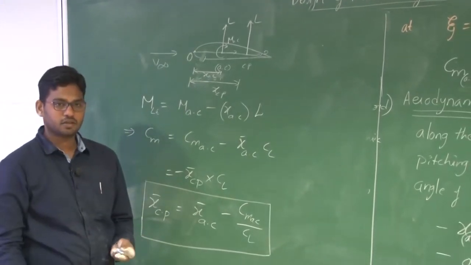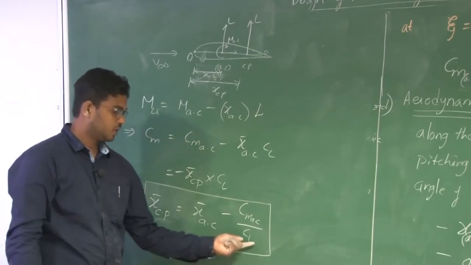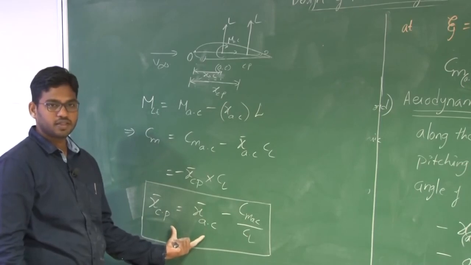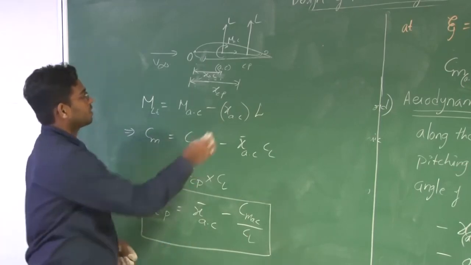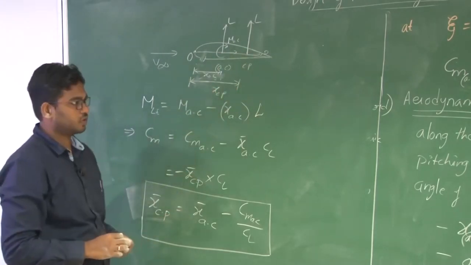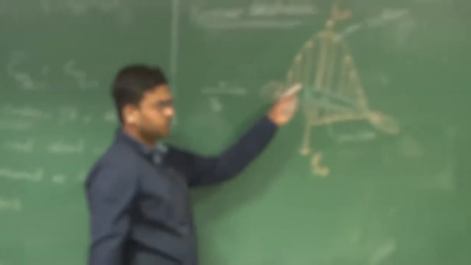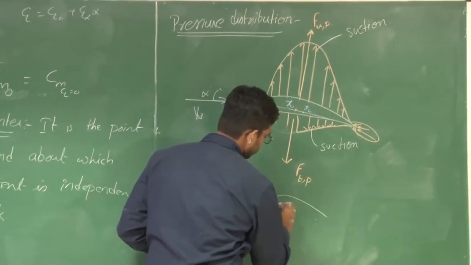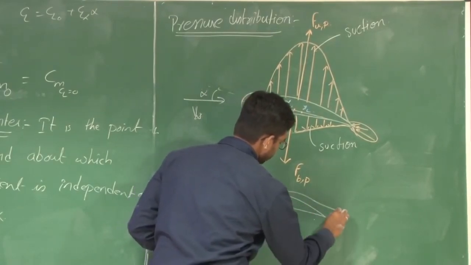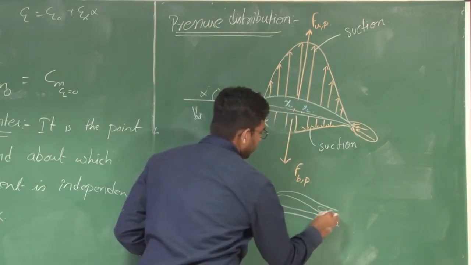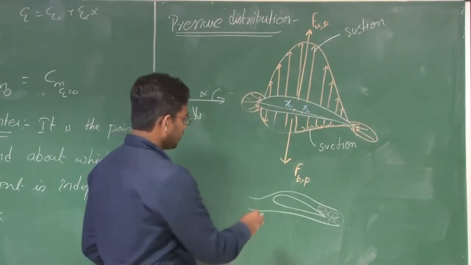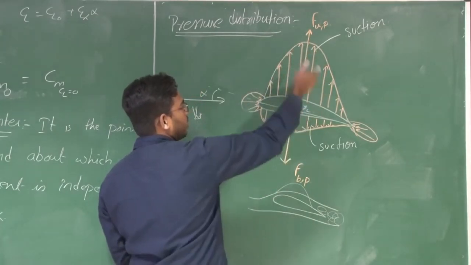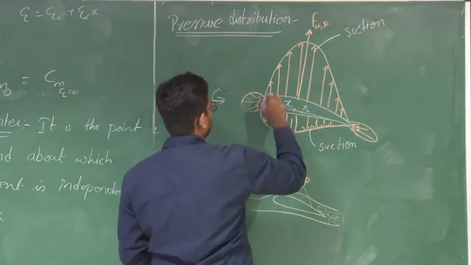Now as the angle of attack increases, what happens? CL will increase, so this quantity decreases. That means XCP becomes close to X aerodynamic center. So at higher angles of attack, the center of pressure will start moving towards the aerodynamic center. Let us see why. Let us assume this is for when the flow is completely attached. As you go to higher angles of attack, the flow may not remain attached here. That means the effective pressure distribution will be for a smaller area on this side, so the resultant pressure will act somewhere at the centroid of it.